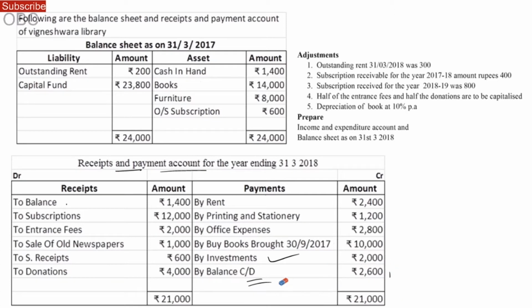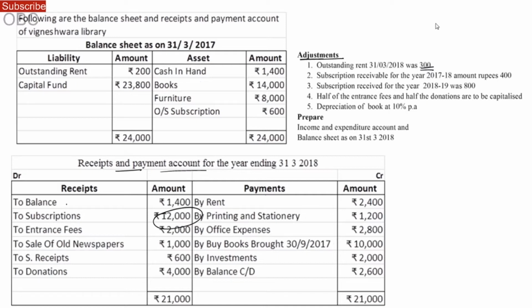So next, we are moving on to the very important part, that is adjustment. We all know that in the adjustment, most of the items will be entered twice. So outstanding rent is 300 rupees. For this year, they have 300 rupees outstanding rent. What you will do, as given in the receipts and payment account, you will start entering 12,000 rupees, outstanding rent as of 31st/3/2018, 300 rupees. That means they have not paid rent. That means in the receipts and payment account they are spending 2,400.